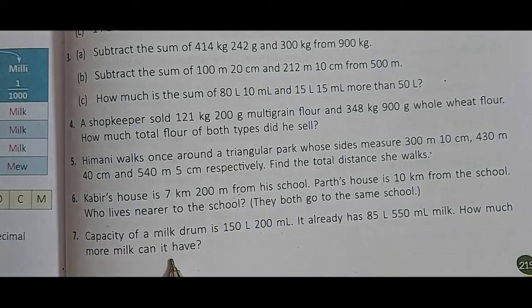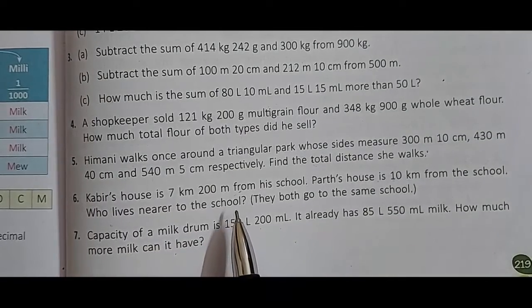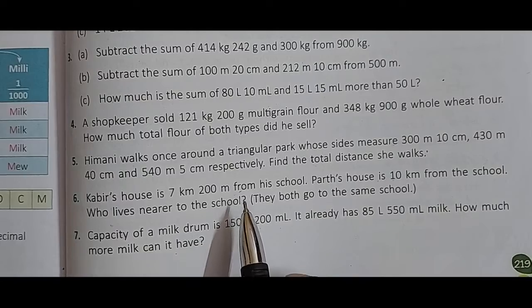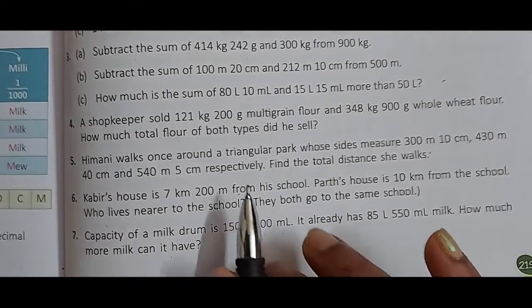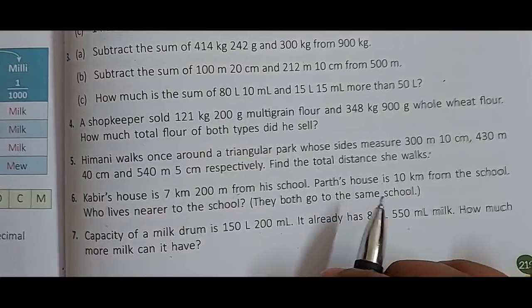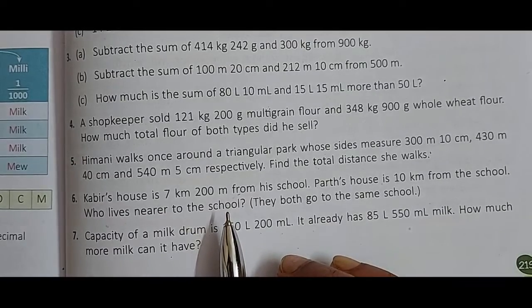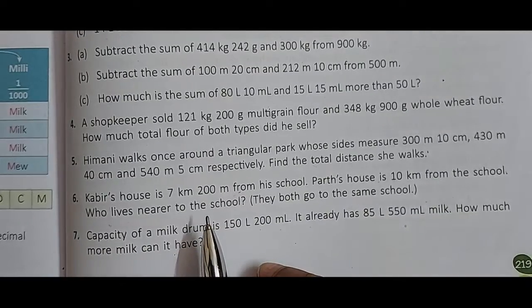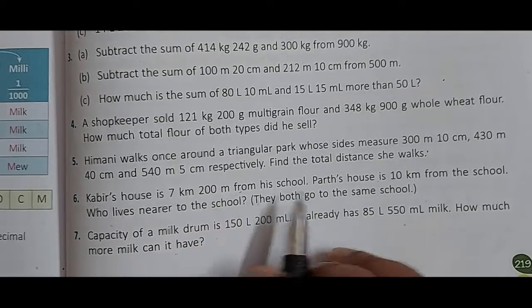Now you have to take out who lives nearer to the school, but you can also add one thing, by how much. You have to do the subtraction. 10 kilometer minus 7 kilometer 200 meters. So this will give you by how much distance Kabir's house is nearer to the school than Parth's house.